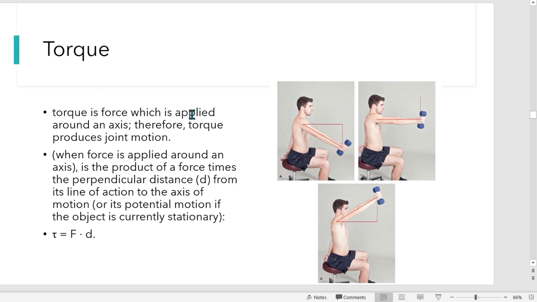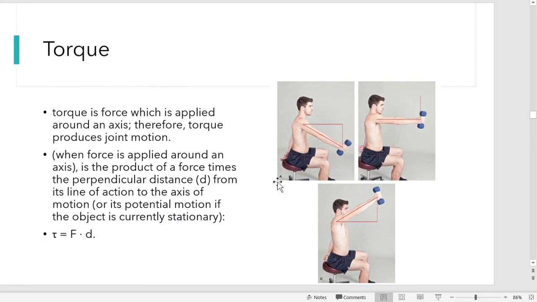Okay, torque is a force which is applied around an axis. Therefore, torque produces joint motion. So here, okay, this is where the torque happens. No? So it is a rotational force in the joint. So when force is applied around an axis, the product of force times the perpendicular distance from each line of action to the axis of motion, okay, or it is the potential motion if the object is currently stationary.